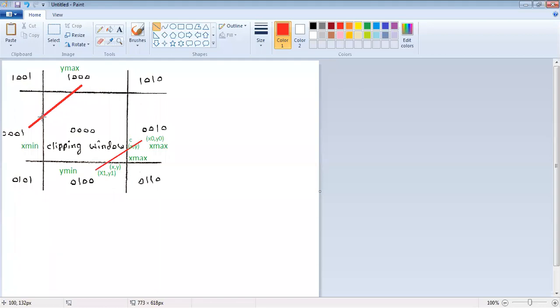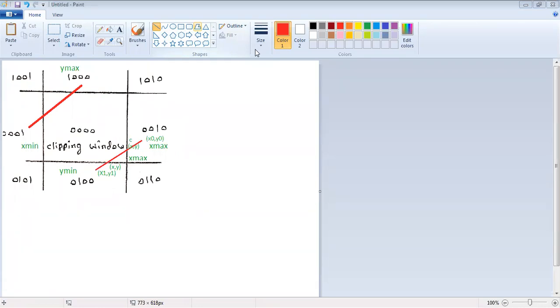On the same lines, if this region needs to be eliminated, if this region is moving towards the left, that means it is moving beyond x min. If I need to get this particular point, x I can directly get. X is equal to x min. Y I should calculate using the slope intercept formula. So this is the logic that we will be using to clip a line.